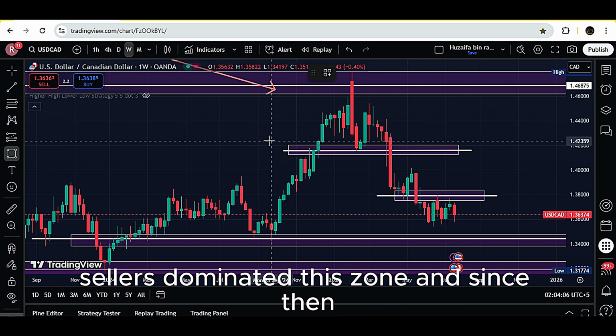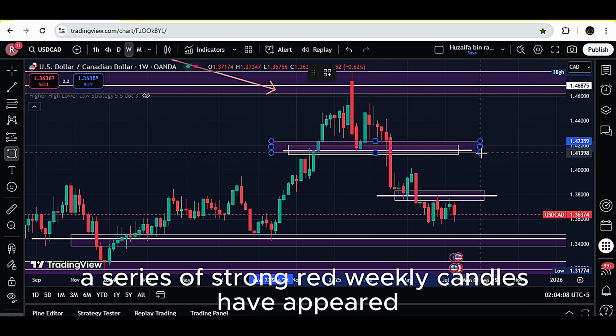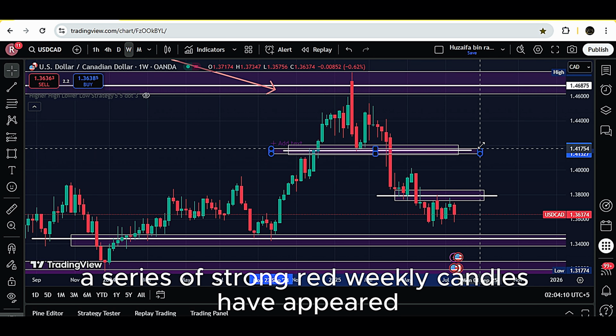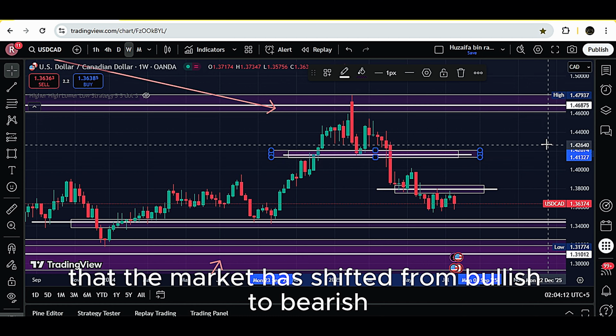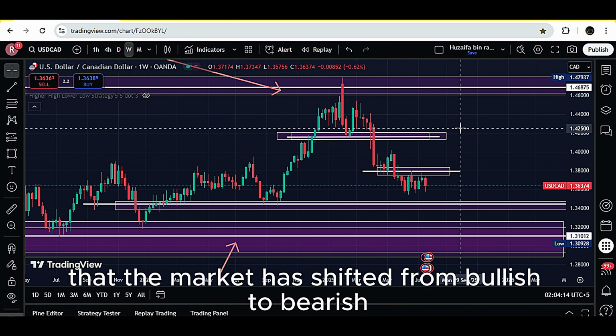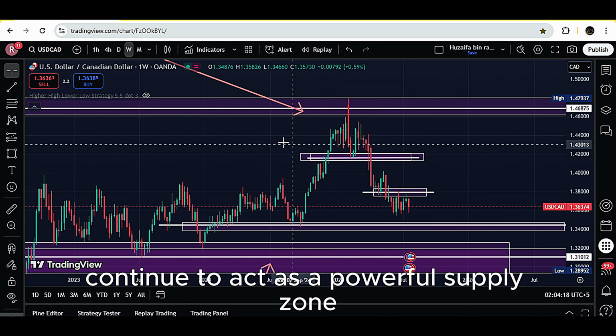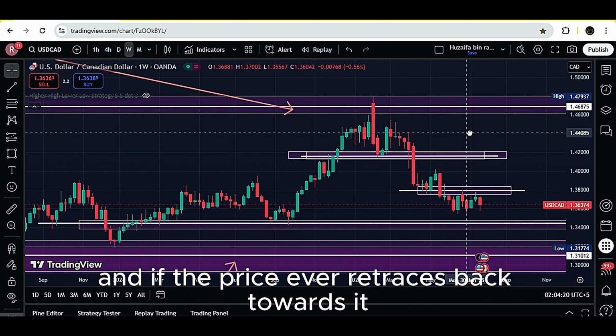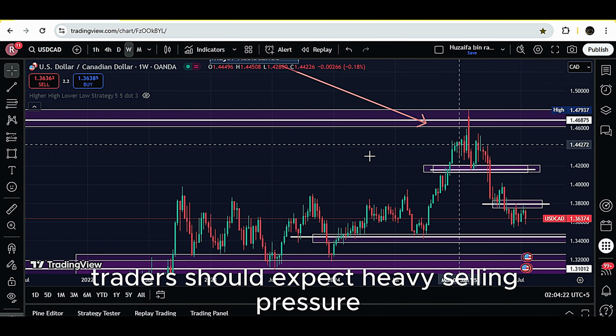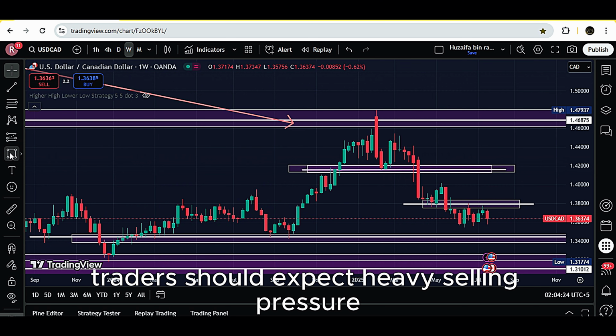Sellers dominated this zone, and since then, a series of strong red weekly candles have appeared, confirming that the market has shifted from bullish to bearish momentum. This area will continue to act as a powerful supply zone, and if the price ever retraces back towards it, traders should expect heavy selling pressure.